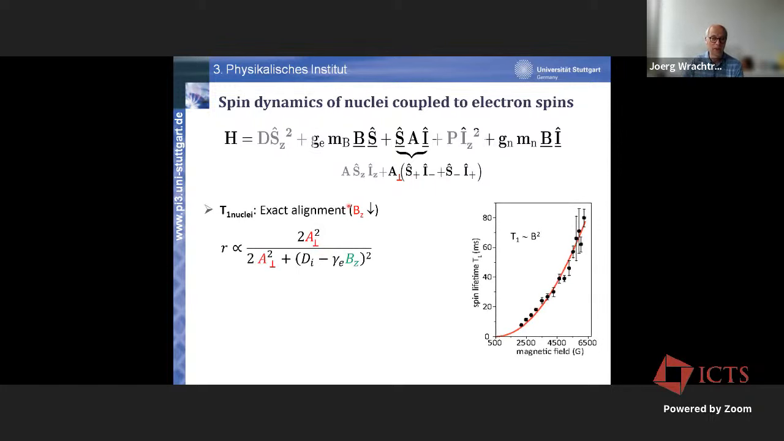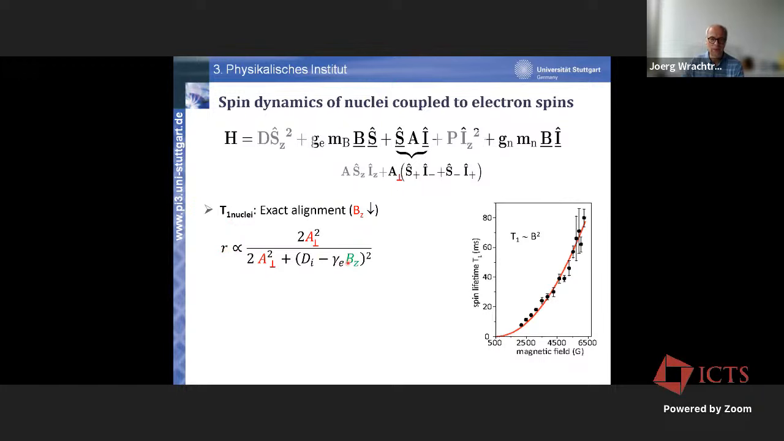So if you exactly align your magnetic field along BZ, actually this part stays diagonal, this one becomes diagonal, and all of these parts here become diagonal. The only part which is generating a non-diagonal dynamics is actually this hyperfine component which contains this flip-flop part, and the rate at which this occurs you can suppress by increasing the magnetic field.